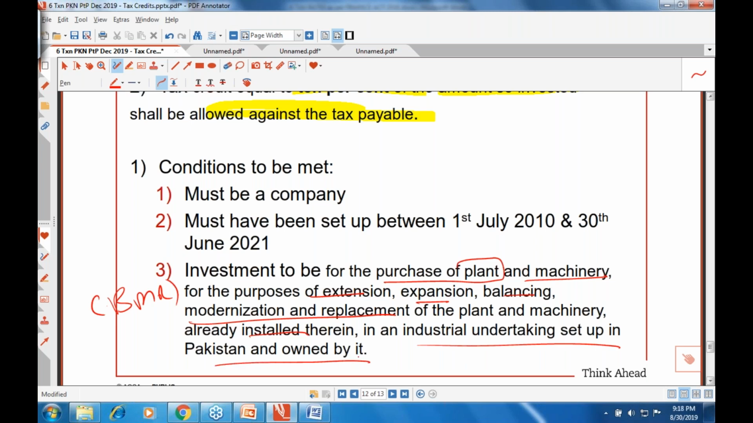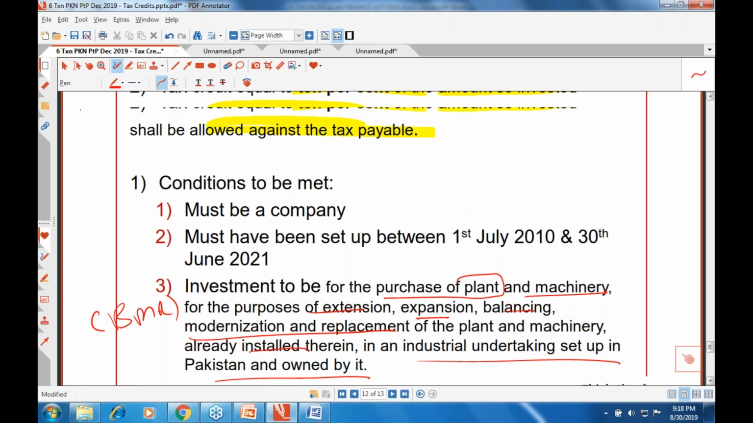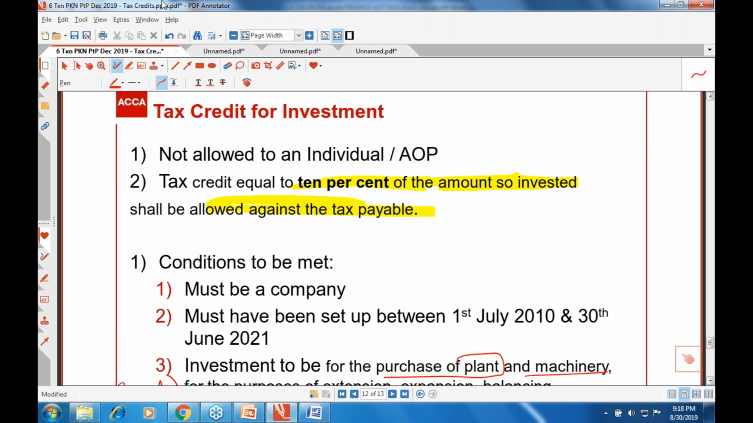So basically, if you are a company and you have invested in plant and machinery in your country, either for the acquisition of new plant and machinery or for the rehabilitation of the existing sick units, then you can get a claim of 10% of the amount of investment. For example, if you have made a 100 million investment, you can claim tax credits of 10 million, because it's 10% of the amount invested. So this is how you get the various tax credits.